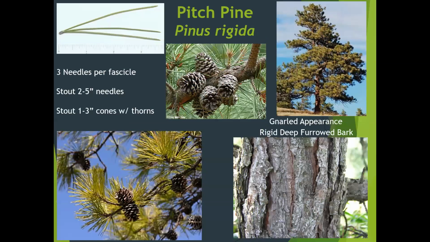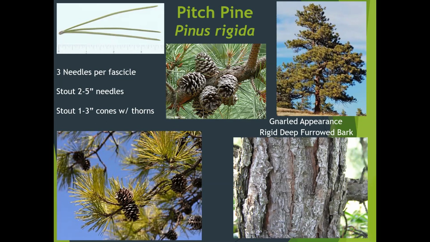Moving on from there, we have the pitch pine, which actually has 3 needles per fascicle. These needles are a little bit shorter, 2 to 5 inches long. But the different thing about these cones compared to the other 2 is these ones have thorns or spines on the ends of their scales. So if you were to grab onto these cones, they'll poke you and it would probably hurt.